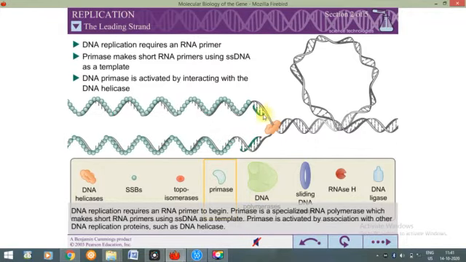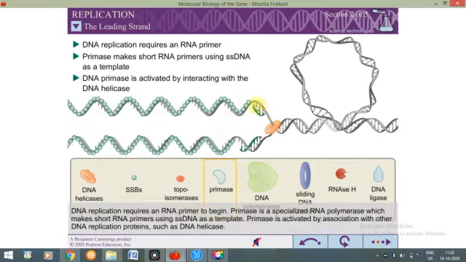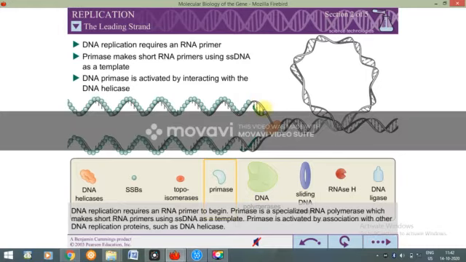Okay, summary is this RNA primer is formed with the help of primase. This primase enzyme sits at single stranded DNA and it forms short RNA primers using ssDNA as template. Okay, what is template? With the help of this, if you have A here, it will form U. If you have G here, it will form C. If you have T here, it will form A. So this is the function of having a template. Okay, so that's it. That's the function of primase.